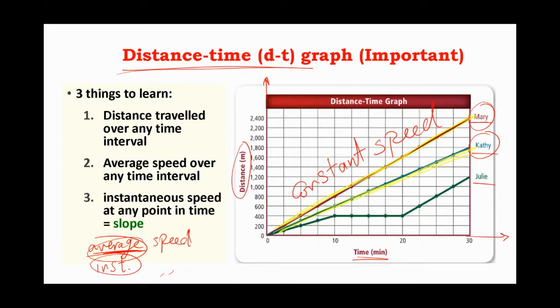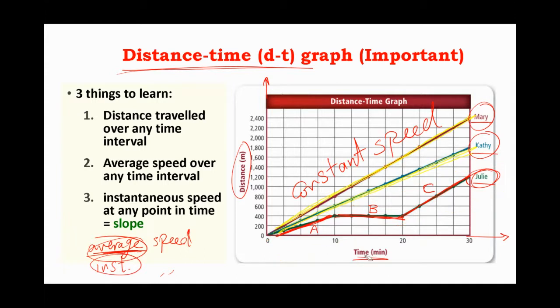That's the case of Mary and Kathy, but the case of Julie is different. Julie moved in a straight line with a constant speed for some time. Let's call it period A. Then she stopped for 10 minutes. Let's call it period B. And she moved again with another speed for another period, period C. So Julie has three time periods. In the first, she had a certain speed. In the second, she was stopping for some reason. In the third, she ran again at a different speed. In the case of Julie, the instantaneous speed and the average speed are different.